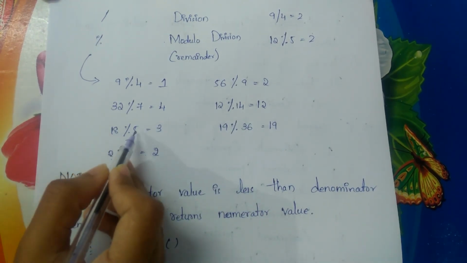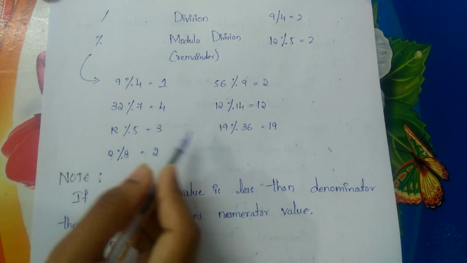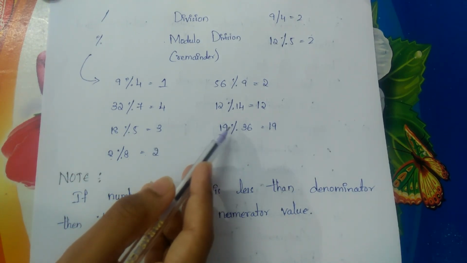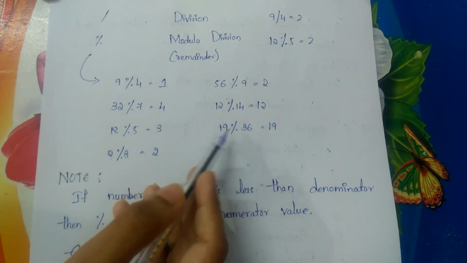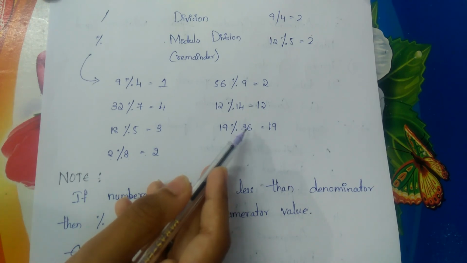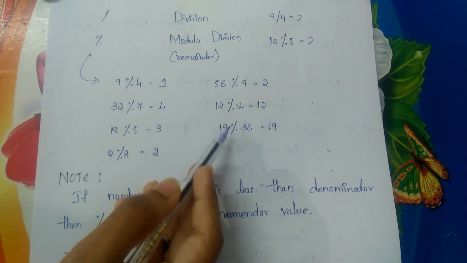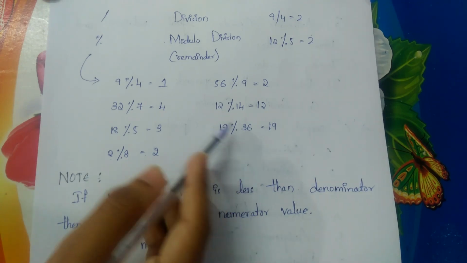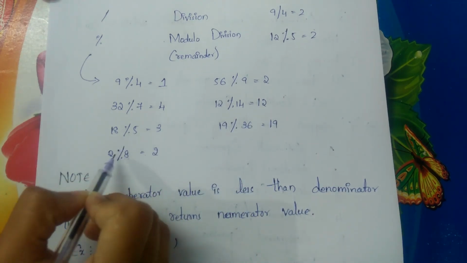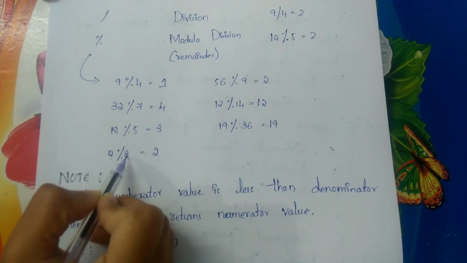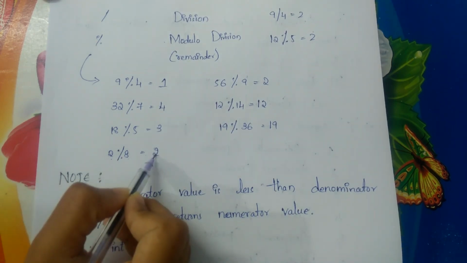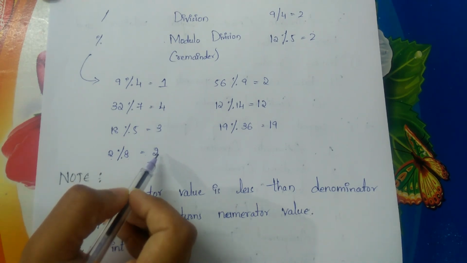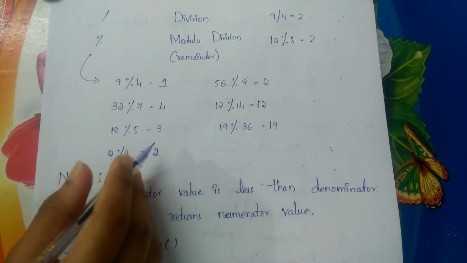And 18 modulo 5, the output is 3. And 19 modulo 36, in this case also the divisor is greater than the dividend, so we get the dividend as the output. And 2 modulo 8, in this case also the same, because the divisor is greater than the dividend, so we got the dividend as the output, that is 2. So this is the difference between division and modular division.